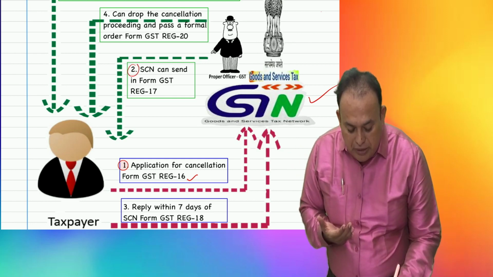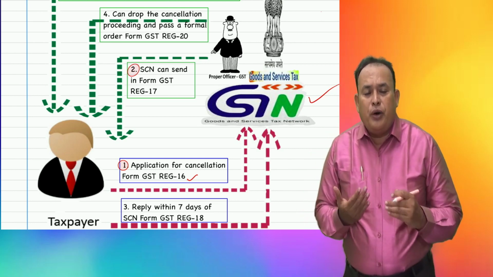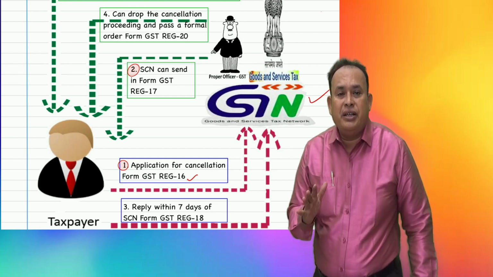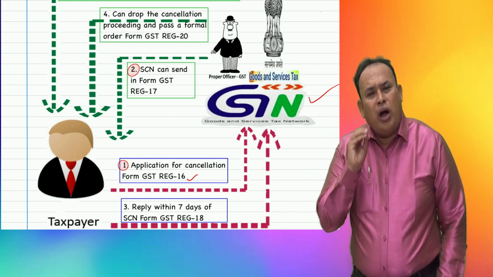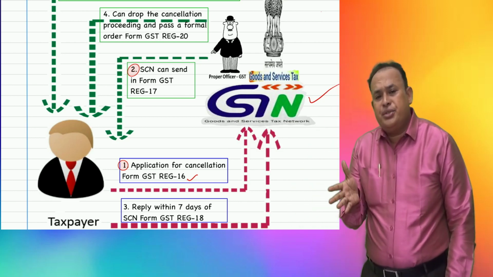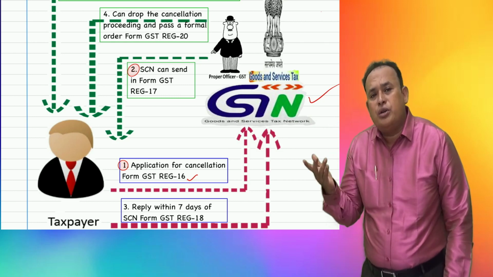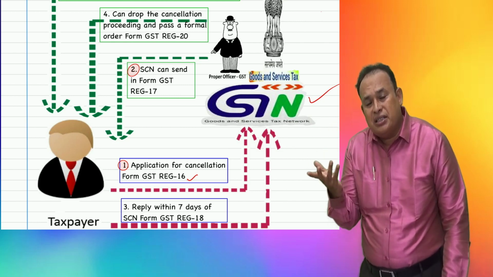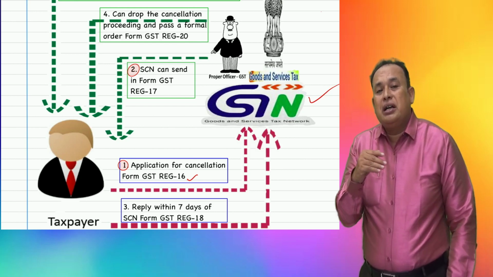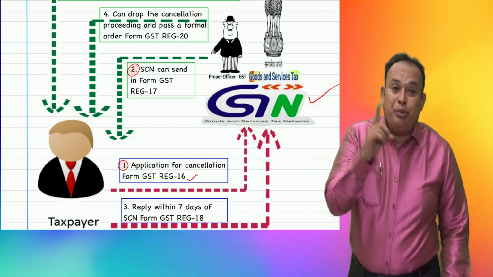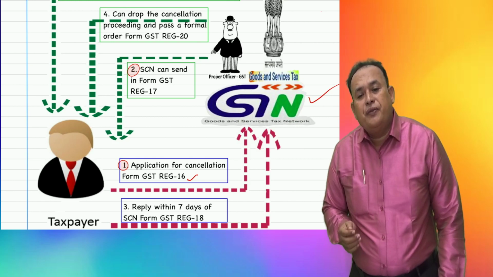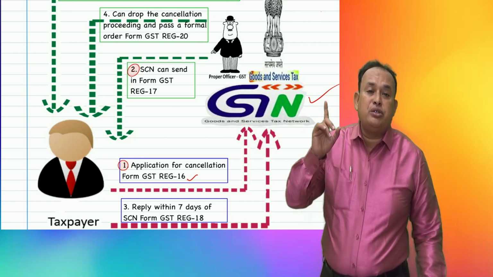Step 2: if they find any discrepancies, a show cause notice can be sent in Form GST REG-17. Please show cause why I should not cancel your registration. Or otherwise, the department sometimes comes forward to cancel the registration. In that case, the GST department officer gives an opportunity of being heard before cancelling the registration. In that case, the department suo motu issues Form GST REG-17: show cause why we should not cancel your registration.